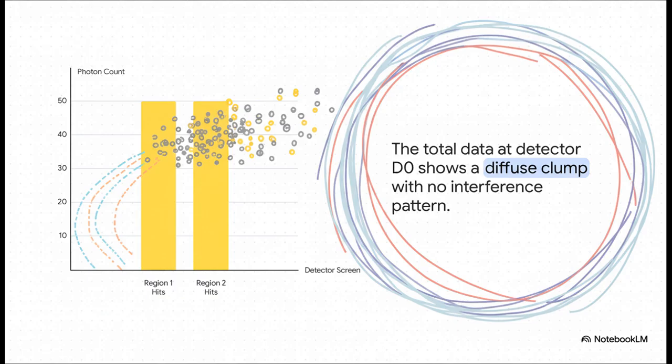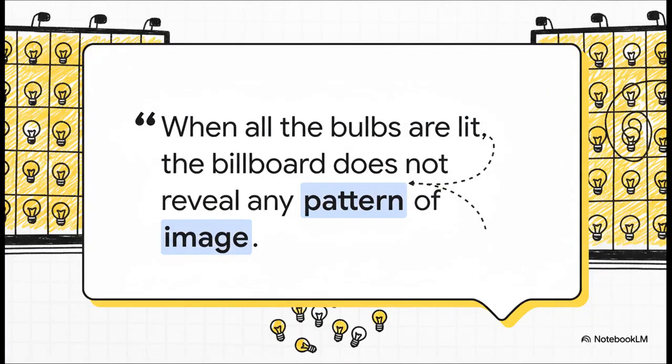At first glance, it looks like nothing weird happened. But the pattern isn't gone. It's just hidden. And there's a fantastic analogy for this. Think of a digital billboard. If you turn on every single light bulb, what do you see? Just a bright, featureless blob of light, right?